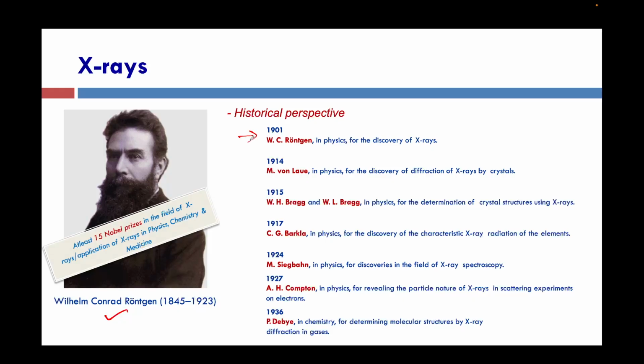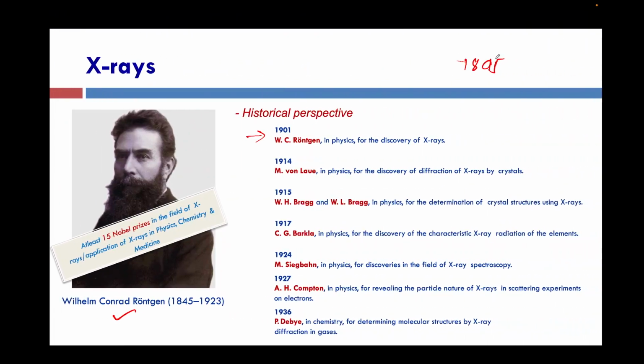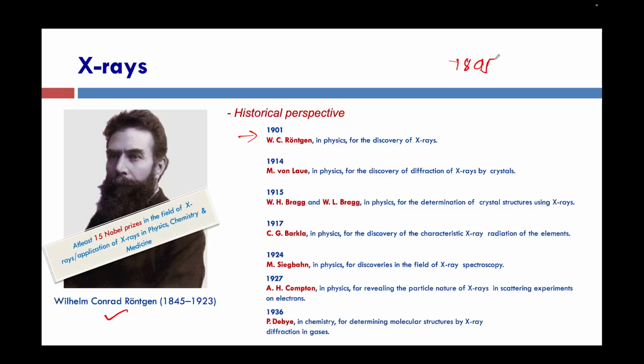So the discovery happened sometime around 1895, the Christmas of December 1895. Then it took time for the scientific community to understand what the rays coming from the material were, and finally in 1901 the official discovery of these X-rays was accepted.